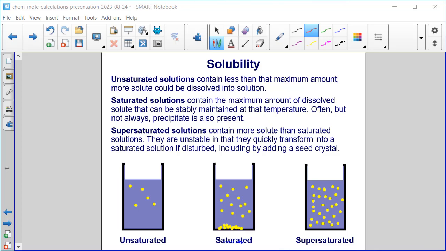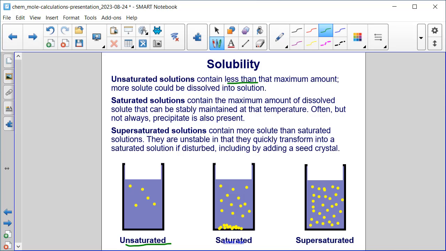Unsaturated solutions contain less than the maximum amount. In other words, more solute could be dissolved into the solution. So you see that over here on the left. There are a few solute particles, but we could dissolve more. In the case of an unsaturated solution, you wouldn't see any solute particles anywhere in the solution because they would all be dissolved.